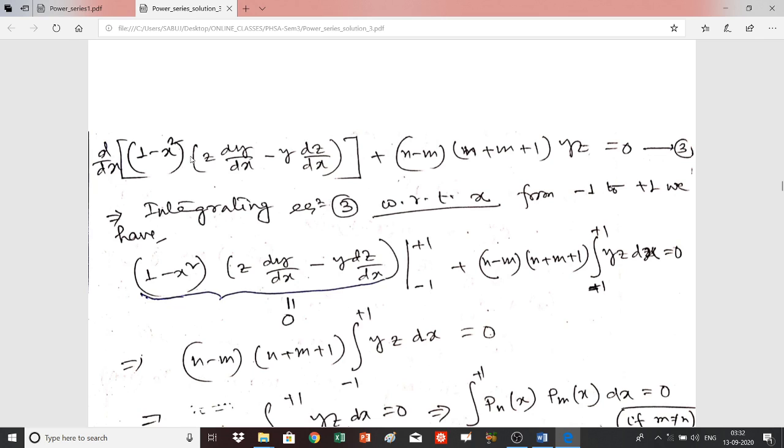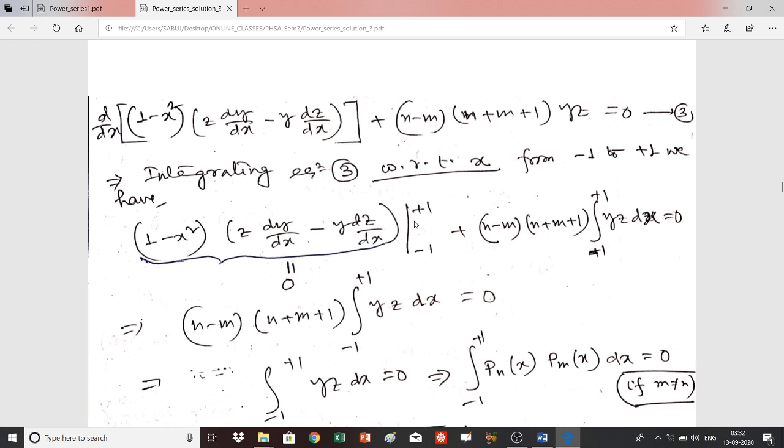So after completion of the integration, you will have (1 minus x square) z d of this, that is (1 minus x square)(z dy by dx minus y dz by dx), from minus 1 to plus 1, plus (n minus 1)(n plus m plus 1) integral from minus 1 to plus 1 of yz dx, that is equal to 0. If you put the values of x, plus 1 and minus 1, in this equation, then for x equal to plus 1 it is 0, and for minus 1 it is also 0. So the first term is nothing but 0.